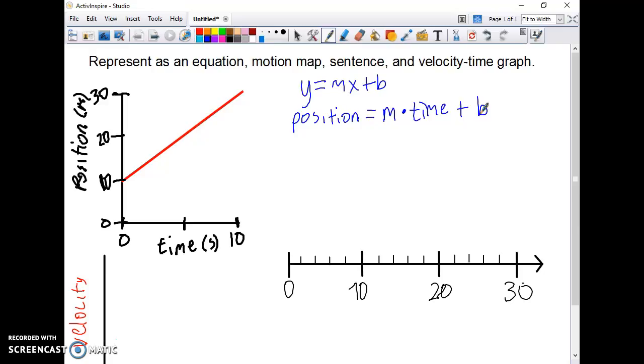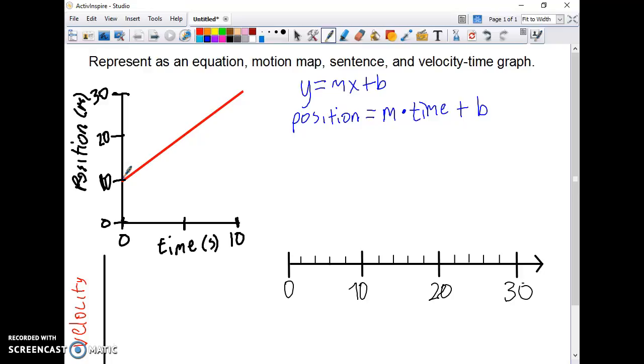Well, b is the y-intercept, the vertical intercept. That one might be easy to see on the vertical axis here, on the position axis. At time 0, we start at position 10. So b is a value of 10 meters. It needs to mean something. The meters tell us what it means. M is going to require a little calculation.